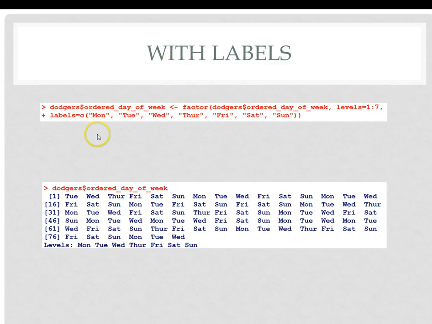And then we also added in labels. So now when we do Dodgers ordered day of the week, what do we see? We don't see the numbers anymore. We see the labels, because we added in the labels here. So you can check this out a little bit more later.